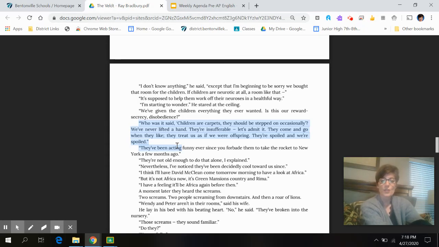He says, "Children are carpets and should be stepped on occasionally. We've never lifted a hand. They're insufferable. Let's admit it. They come and go whenever they like, and they treat us as if we are the offspring. They're spoiled and we're spoiled."